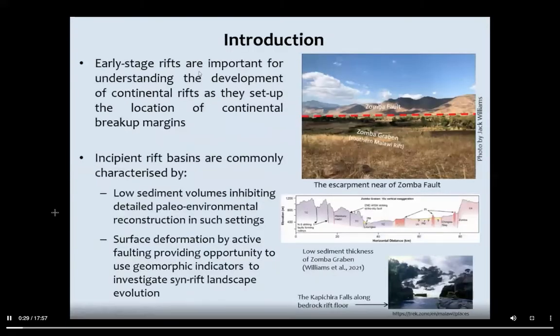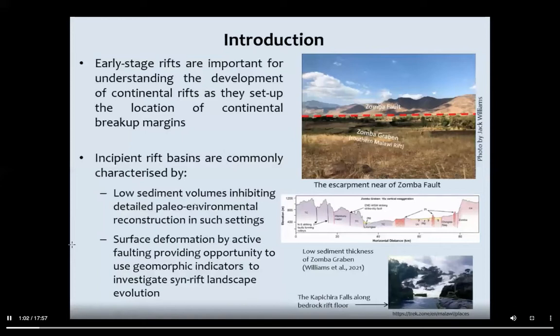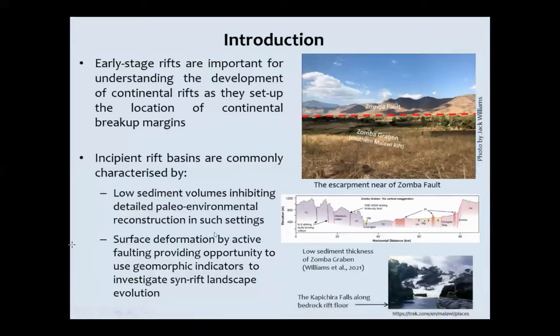As a way of introduction, early stage rifts are important places for the understanding of the development of continental rifts as they set up the location of continental breakup margins. Traditionally, in well-developed rifts, seismics and other related techniques have been used to understand their evolution. In incipient rifts, we have low sediment volumes, and this inhibits detailed environmental reconstructions. However, these incipient rifts are areas where we have active deformation and faulting, which produces geomorphic indicators that could be useful to investigate rift landscape evolution.